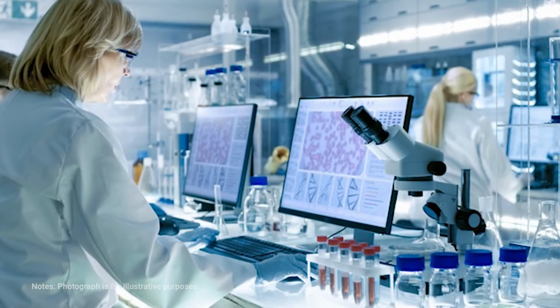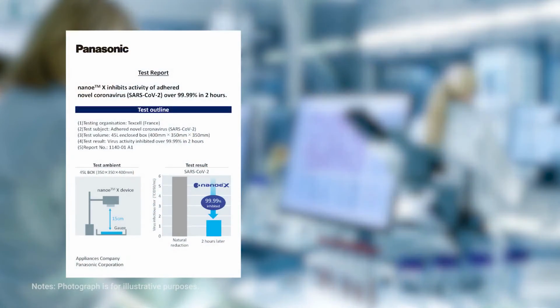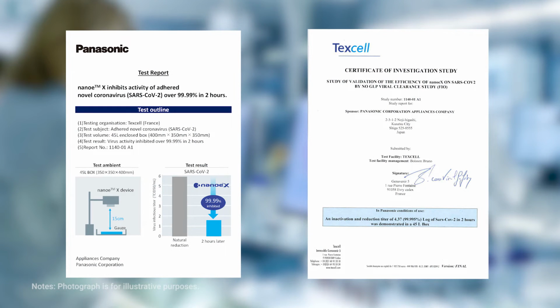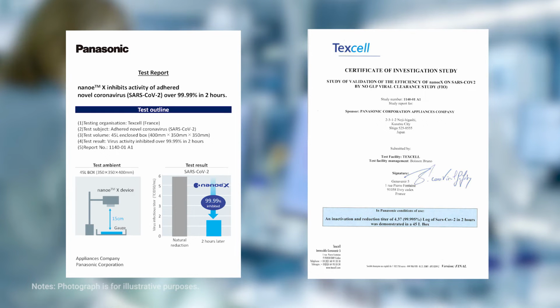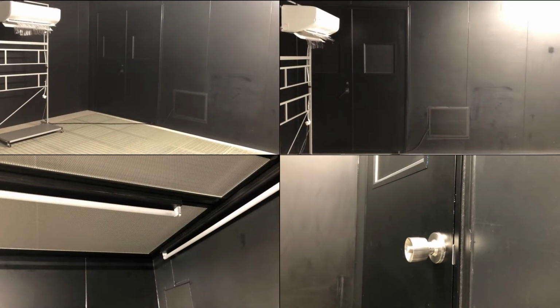According to verification by a prestigious European testing organization, NanoeX inhibited 99.99% of adhered novel coronavirus activity on gauze in a 45-liter box in 2 hours. So how about the real world? Let's see how NanoeX is distributed from a Panasonic air conditioner into a room.